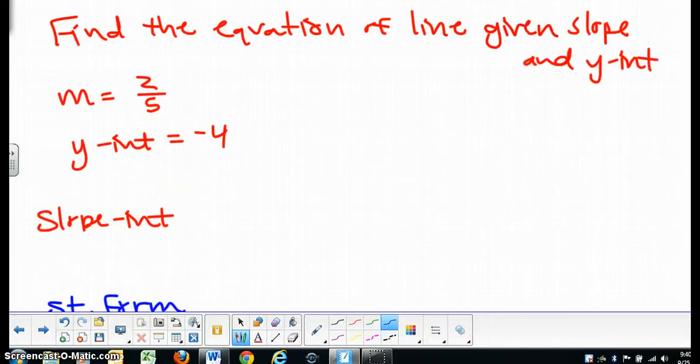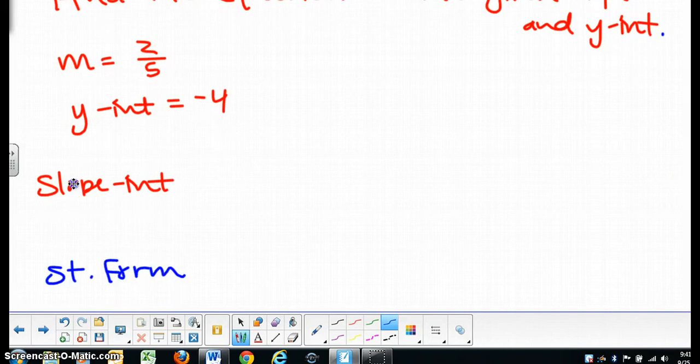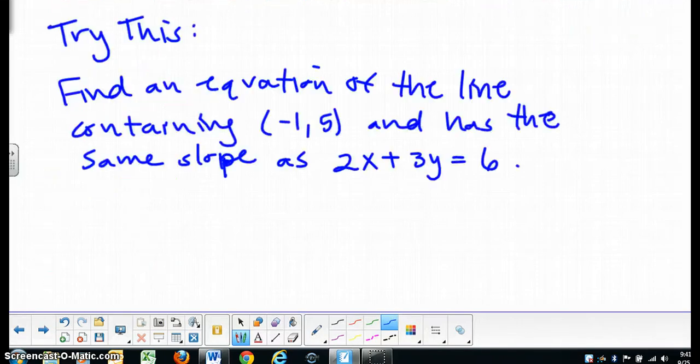The third one I want you to practice, find the equation of a line given the slope and y-intercept. So that was the second thing we did. You're given slope is 2/5, y-intercept is -4. And just two things on this one. Find the slope intercept and the standard form. And then finally, push pause on this one. I want you to try this. Find the equation of a line containing a point -1, 5 and has the same slope as 2x plus 3y equals 6. This concludes sections 3.5 and 3.6. And work on those, and then we'll go over them in class tomorrow.